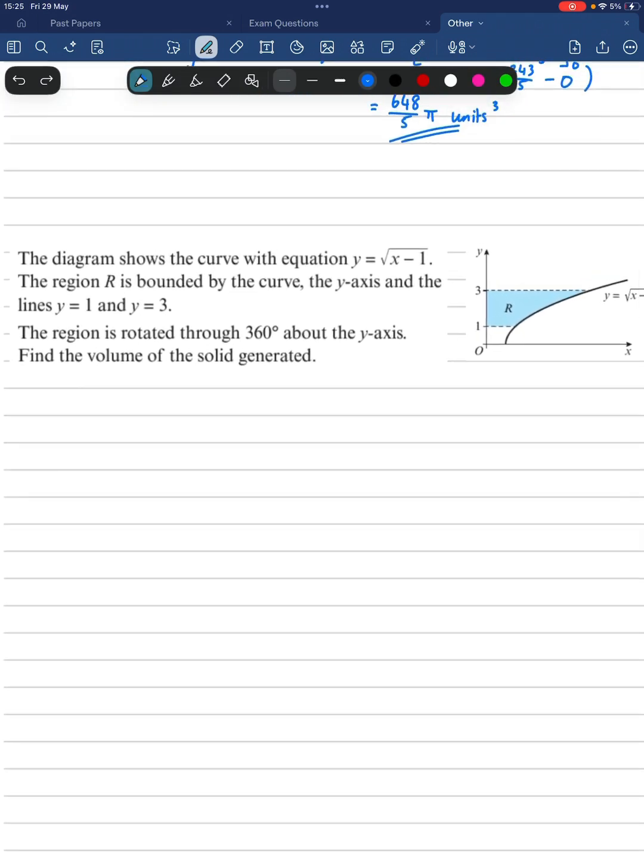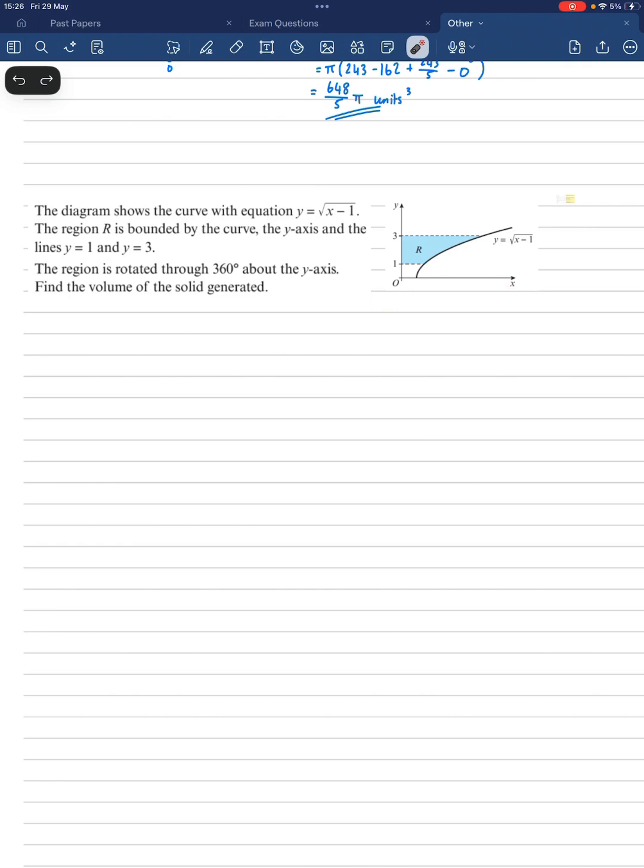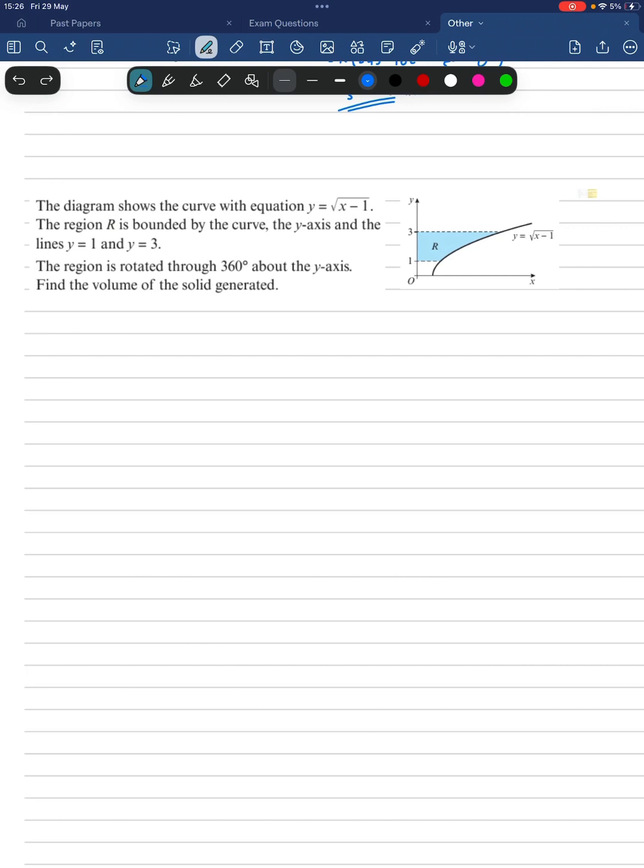Now we're going to do it about the y-axis. So that's our function, y is equal to the square root of x minus 1. The region R is bounded between the curve, the y-axis, and the lines y equals 3 and y equals 1. So we are rotating this about the y-axis, so it's going to be extended like here, I guess, and then we'll get this sort of solid, like that. Find its volume, easy enough.